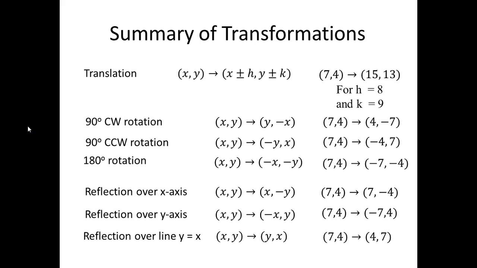We've already looked at the transformations: translation, rotation, and reflections. We learned them by coordinate rules that map a point to another point, and we gave an example of an arbitrary point 7, 4 in each one of the rules and how they're mapped according to the rule.